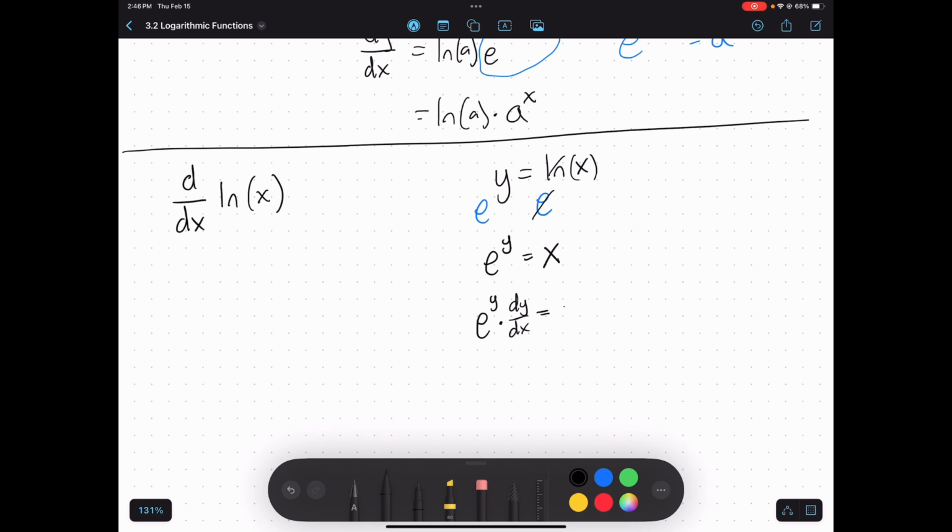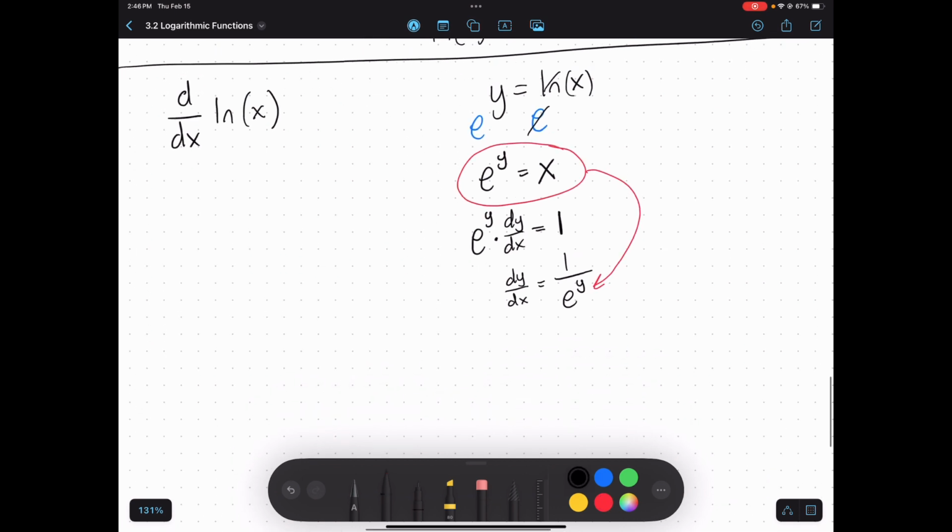Derivative of the right side is just 1. So now I solve for dy over dx, and I get dy over dx equals 1 over e to the y. But now I need to get this back in terms of x, right? What is y again? y is natural log of x, but I can even look right here. e to the y is just x. And so I get dy over dx is just equal to 1 over x. So it turns out that your derivative of natural log is this really simple function, 1 over x.